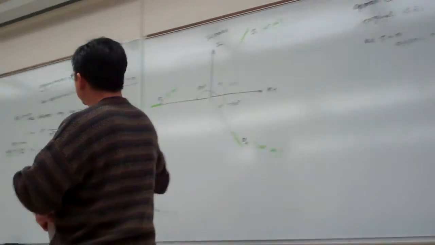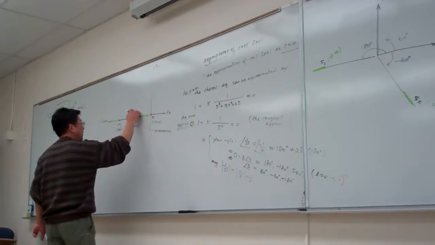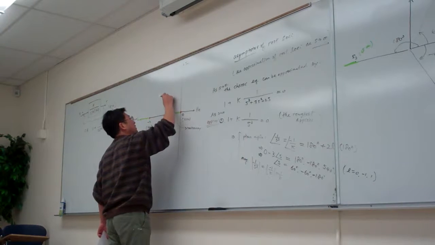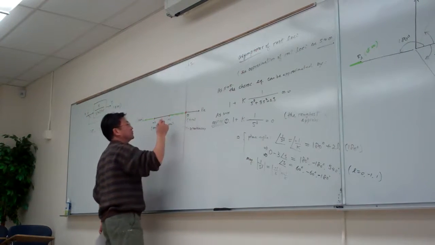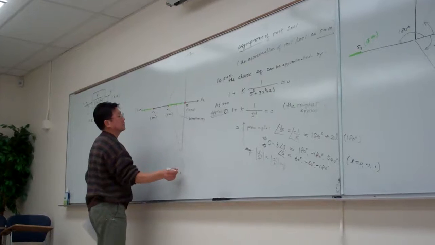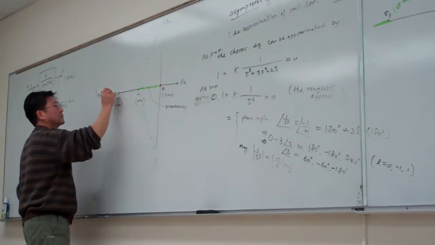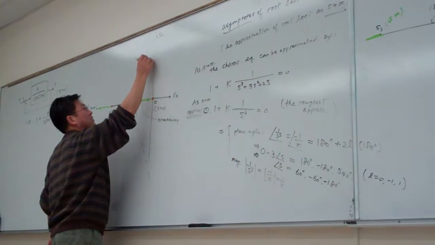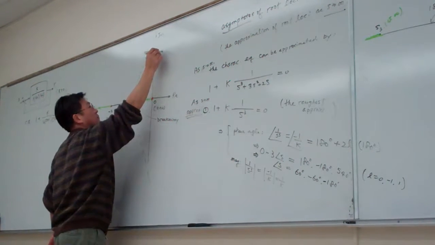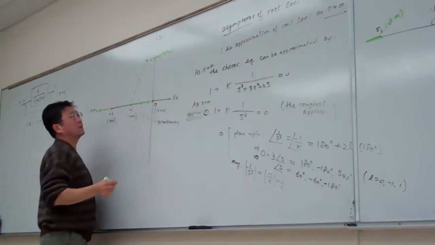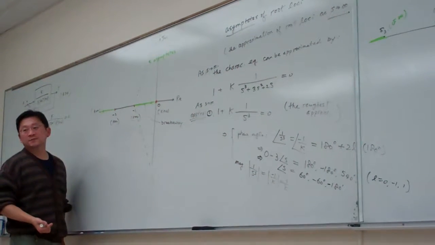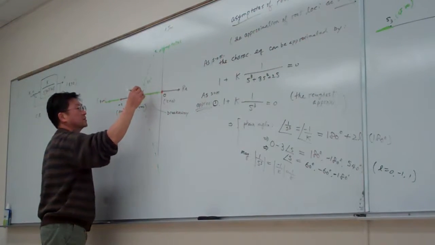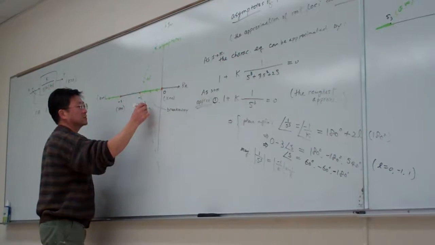So the asymptotes will be centered at minus 1, and then range to infinity. Let me use the dash line for this one, and this one. The dash lines represent the asymptotes of the root loci. Here we have 3, and those angles, if we want to define them, are 60 degrees, and here is the 60 degrees.